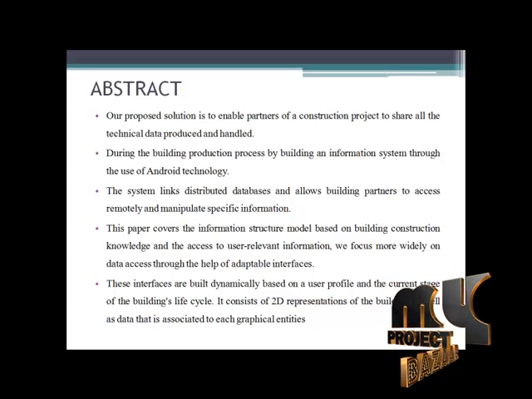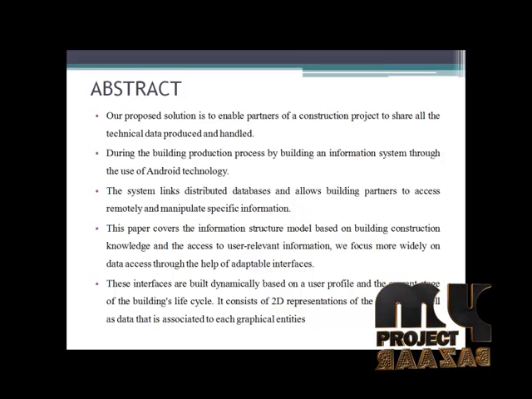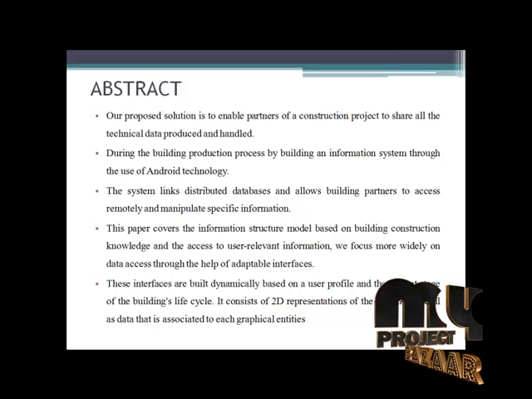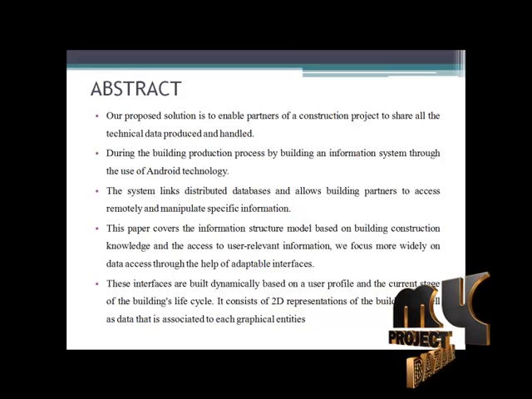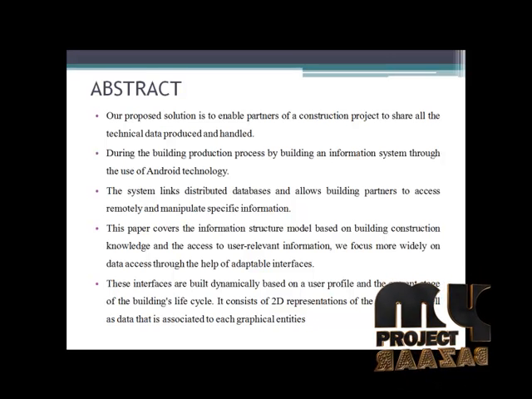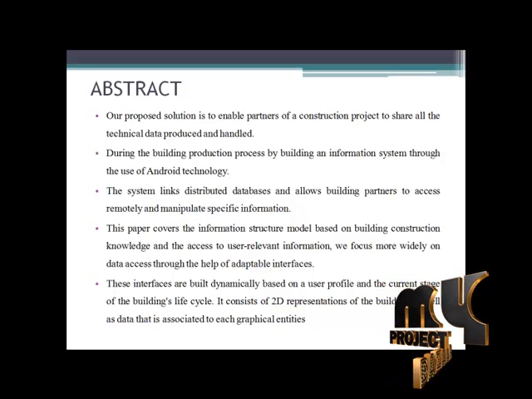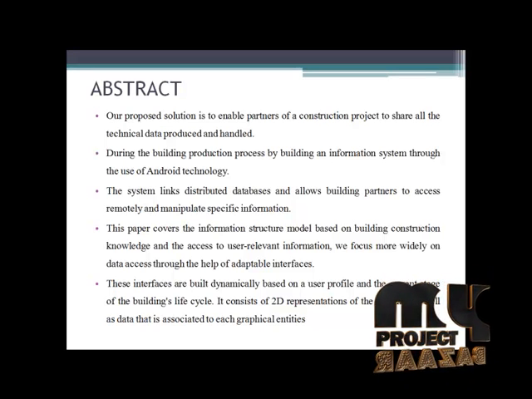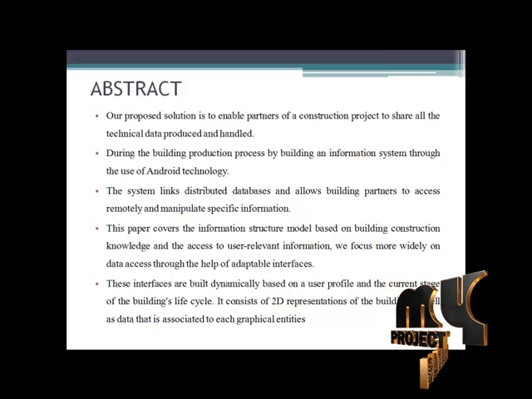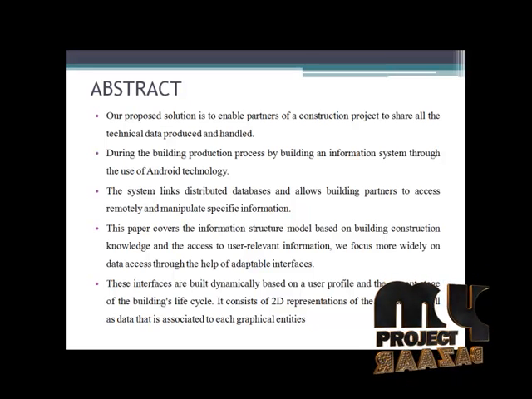This paper covers the information structure model based on building construction knowledge and access to user relevant information. This paper also focuses more widely on data access through the help of adaptable interfaces. These interfaces are built dynamically based on user profile and the current stage of the building life cycle. It consists of a 2D representation of the building as well as the data that is associated to each graphical entity.